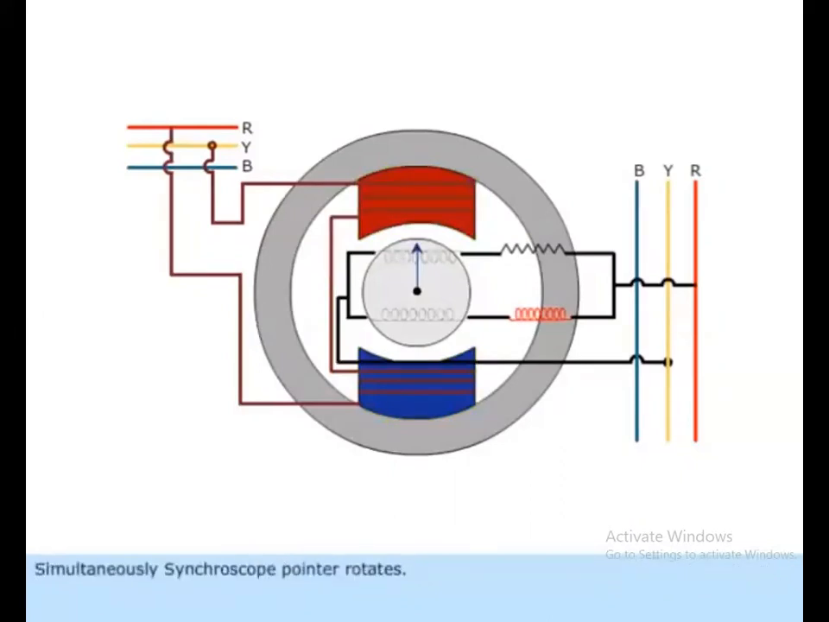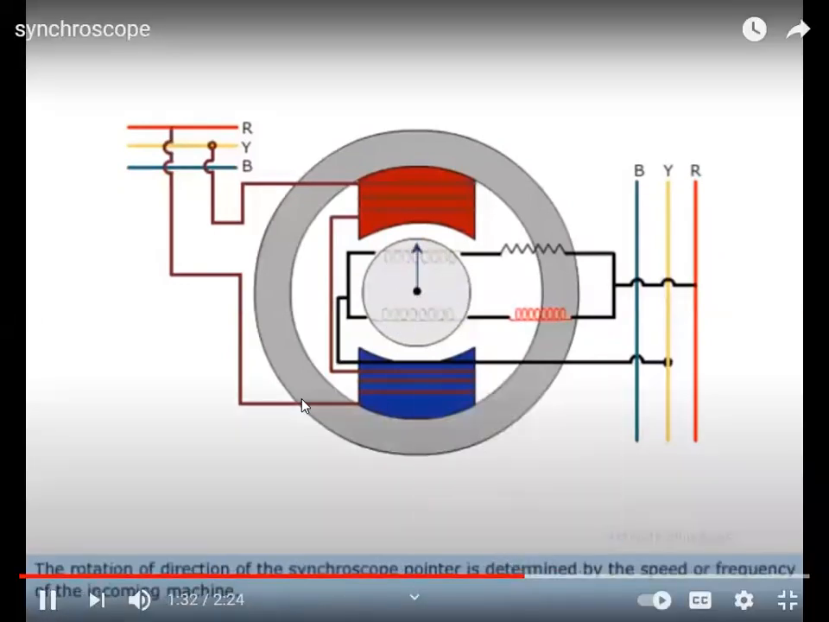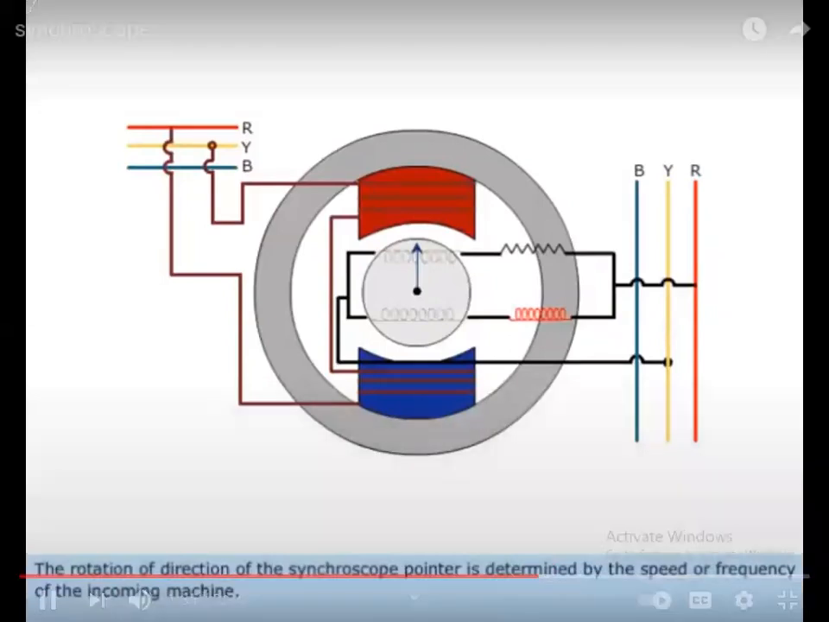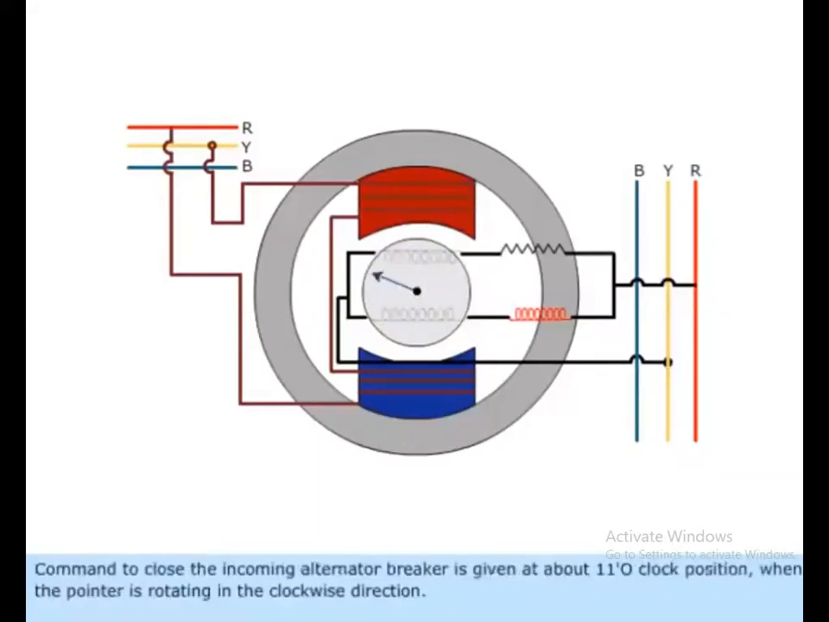Simultaneously, the synchroscope pointer rotates. The direction of rotation of the synchroscope pointer is determined by the speed or frequency of the incoming machine. Focus on the pointer; that only you have to write down in the theory. If the pointer rotates in the anti-clockwise direction, it means that the frequency of the incoming machine is less. If the pointer rotates in the clockwise direction, it means that the frequency of the incoming machine is more. The frequency of my alternator is higher compared to the bus bar.